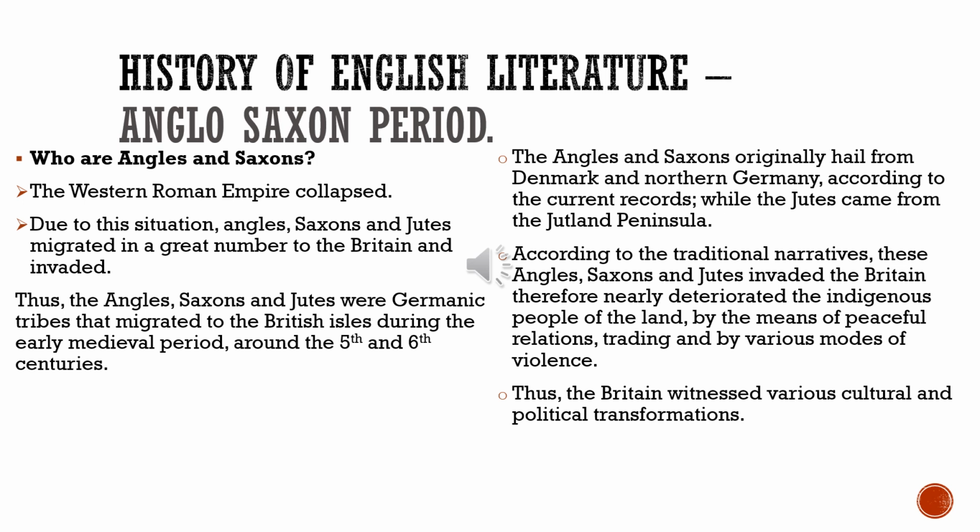These migrants, Angles, Saxons, and Jutes, brought a variety of cultures because their cultures were really distinct, their languages and their societal structures too. The Anglo-Saxon period witnessed the rise of several powerful kingdoms that included Wessex, Mercia, and Northumbria. Each had its own dominance in the land of England.